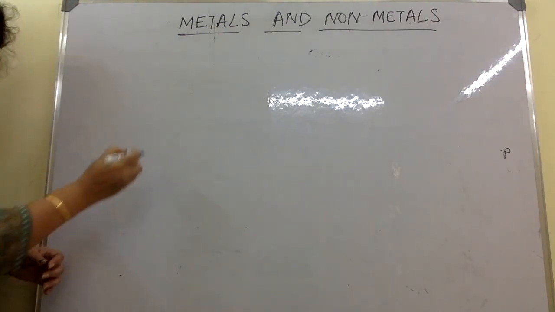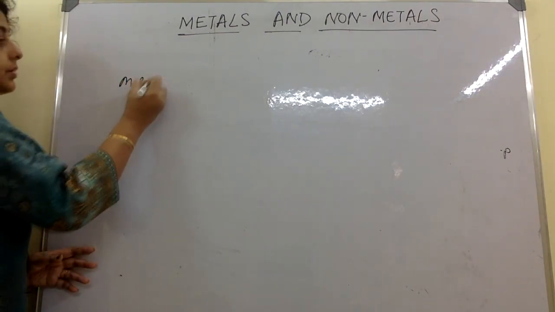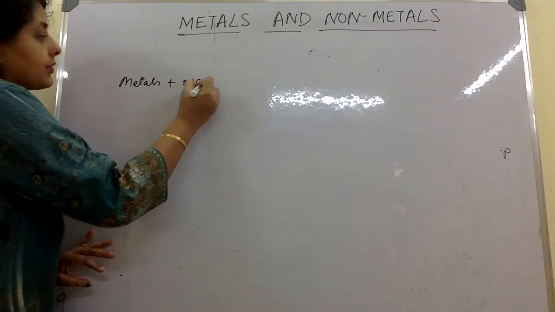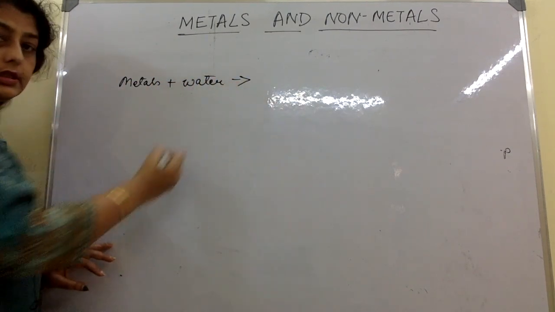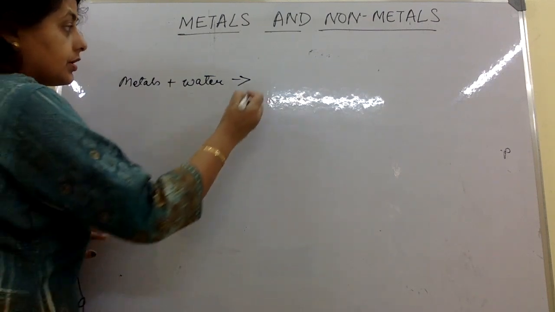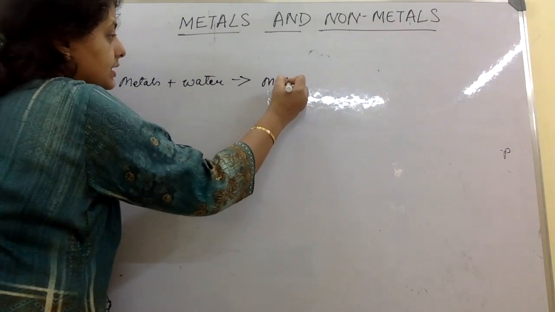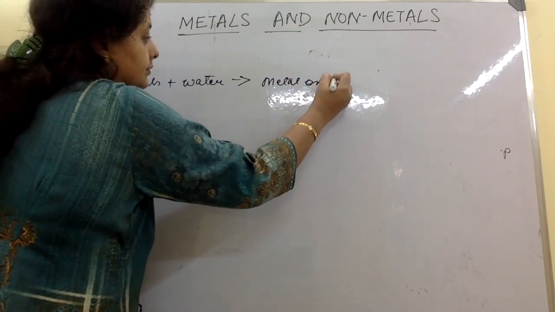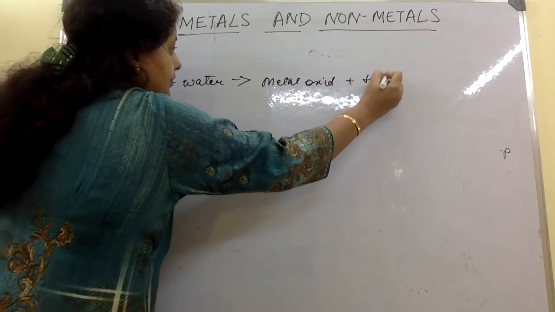Now, how do metals react with water? How do metals react with water? So here it is metal oxide plus hydrogen.